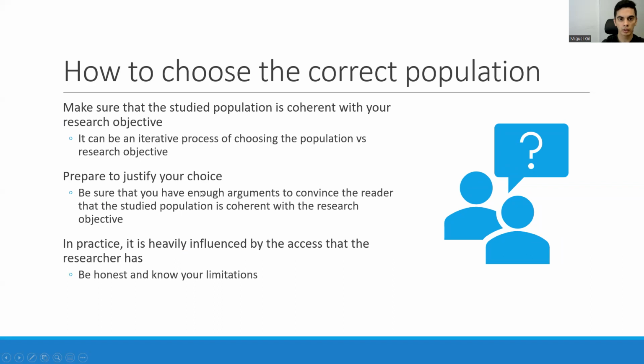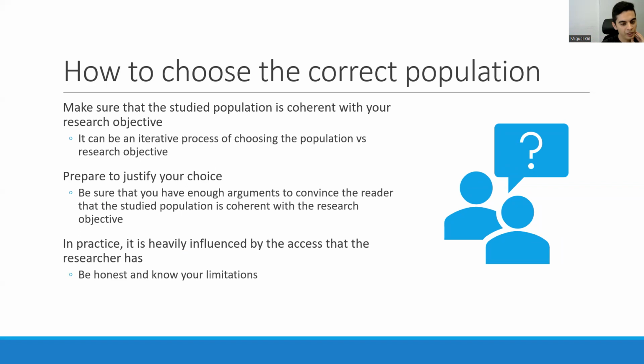Then you also need to prepare to justify your choice. In your thesis or in your research paper, you should be able to convince the reader really quickly why that's your population. For example, if your research question is about salaries and performance, it should be easy to justify why your population is professional players and not players in general.